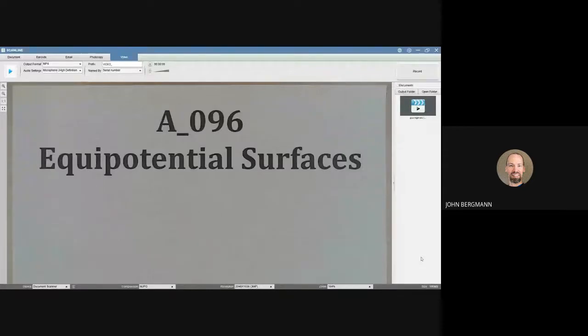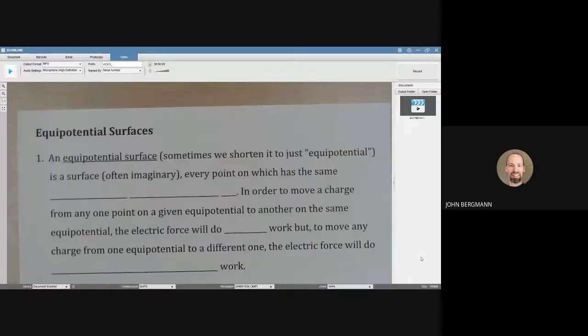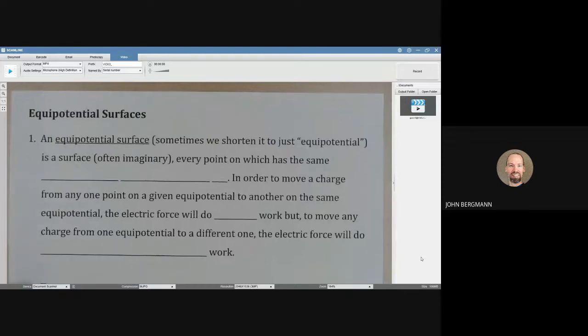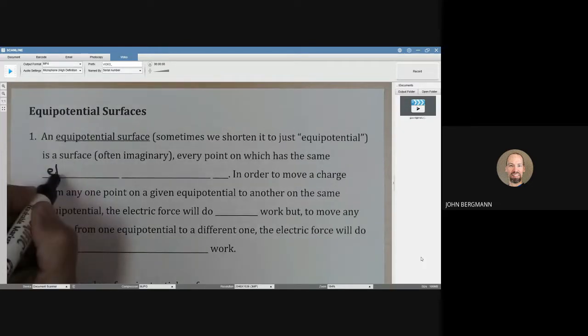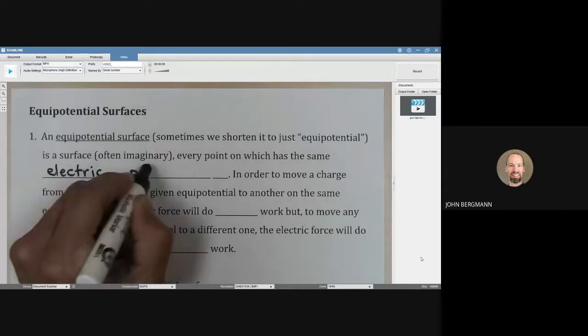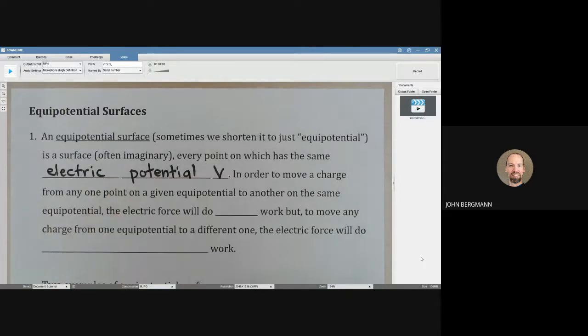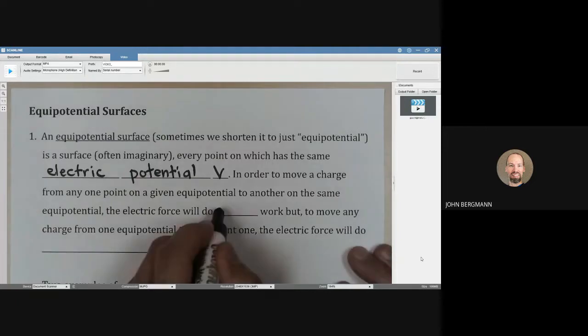This video is on equipotential surfaces. An equipotential surface, sometimes we shorten it to just equipotential, is a surface, often imaginary, every point on which has the same electric potential V. In order to move a charge from any one point on a given equipotential to another on the same equipotential, the electric force will do zero work.